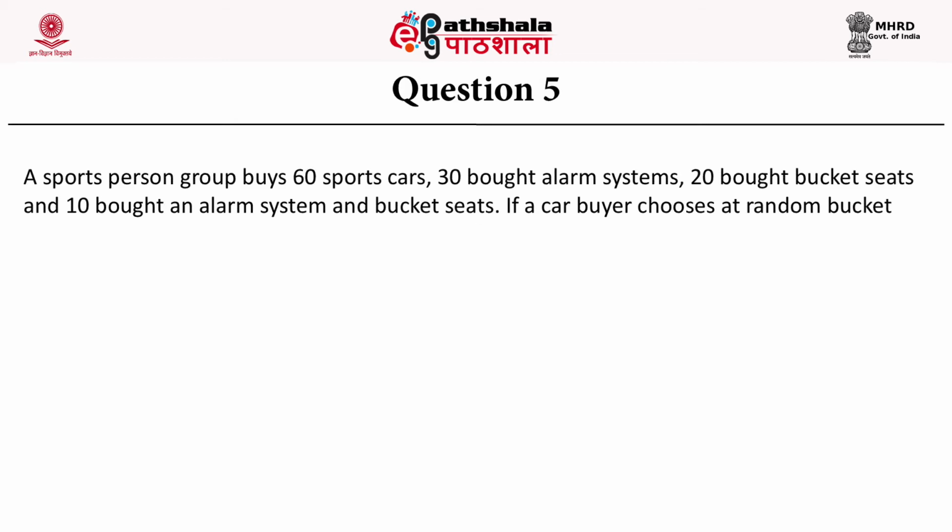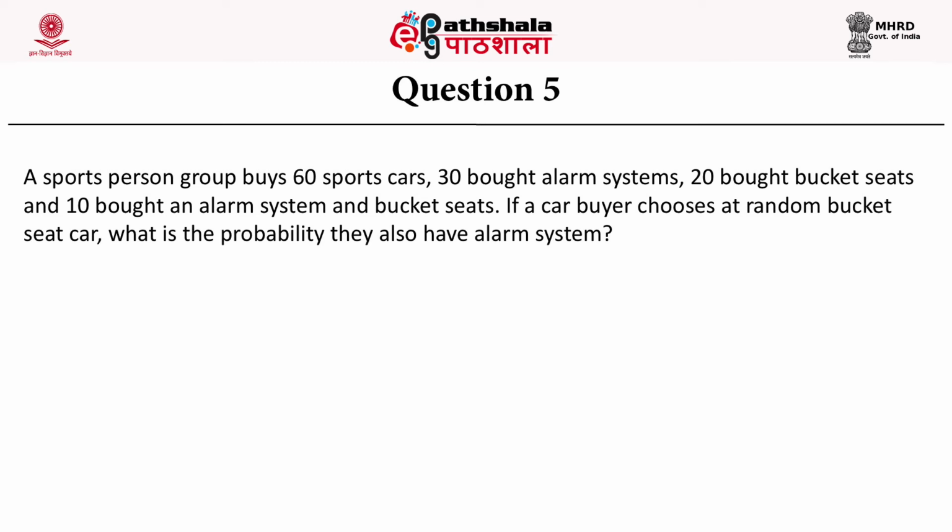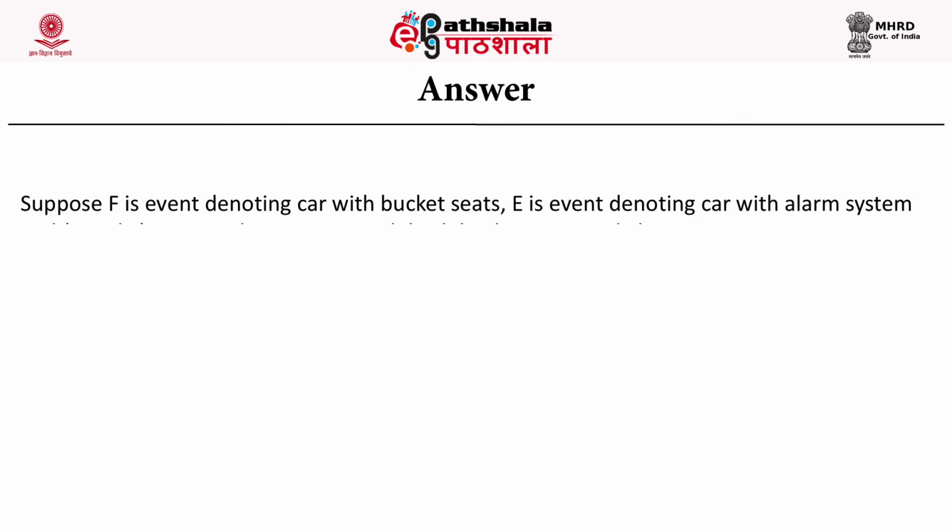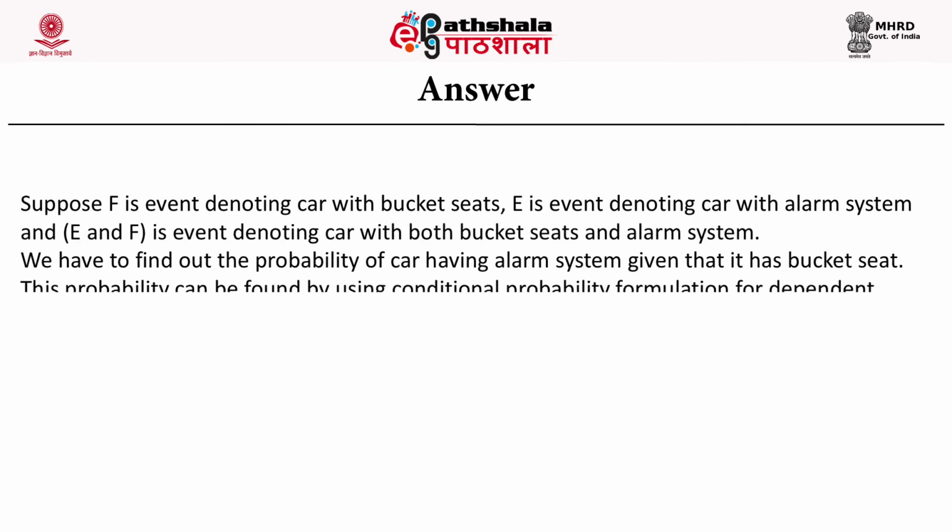Here a sports person group buys 60 sports cars, 30 bought an alarm system, 20 bought bucket seats and 10 bought an alarm system and a bucket seat. If a car buyer chooses at random a bucket seat car, what is the probability they also have an alarm system? Suppose F is an event denoting a car with bucket seat, E is an event denoting a car with alarm system, and E and F is the event denoting a car with both bucket seat and alarm system.